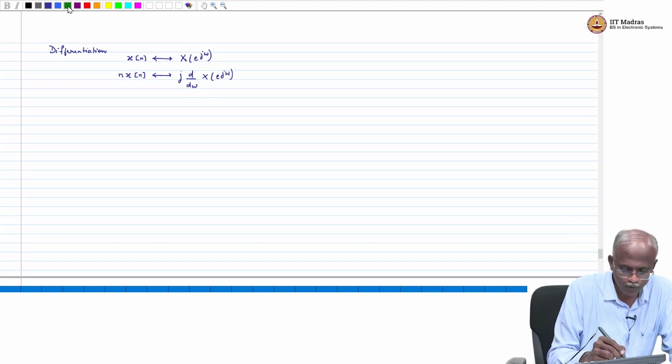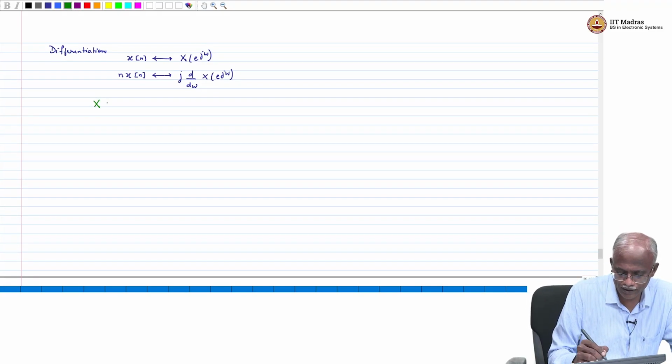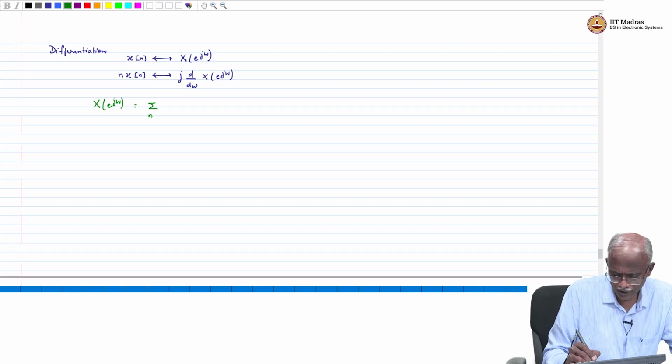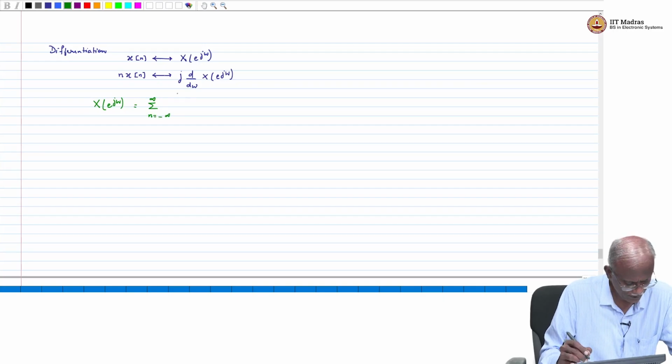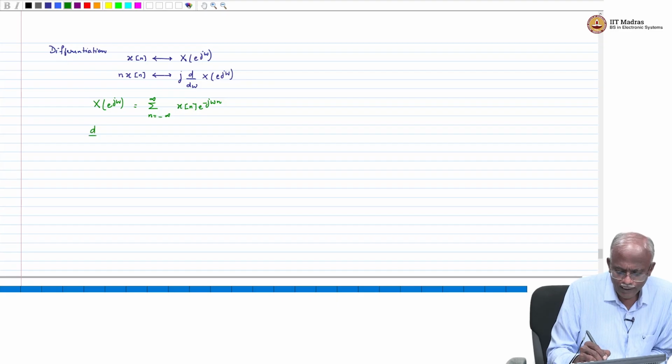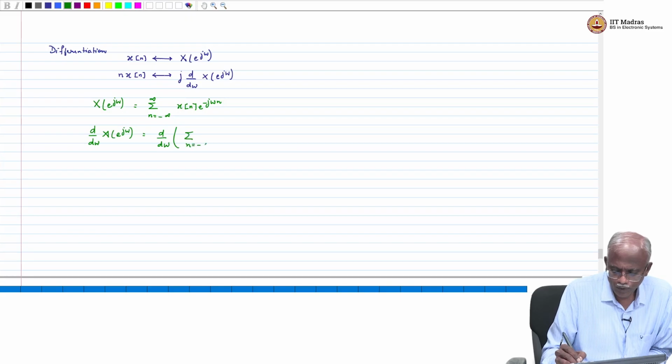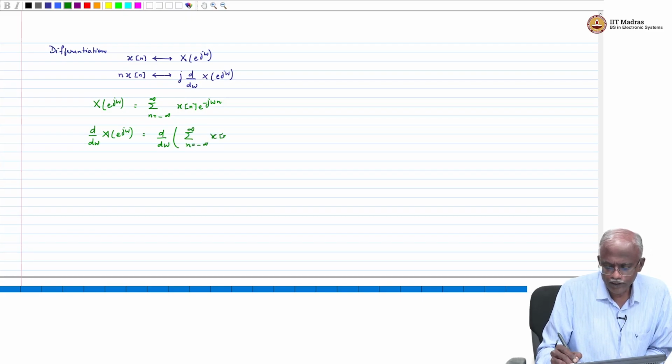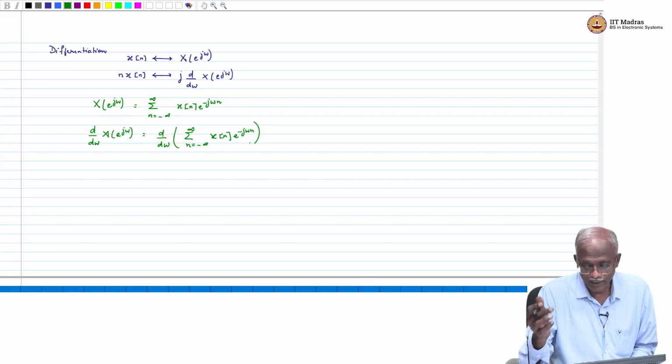Okay, and actually the proof is very simple and direct. So let's write it down. X e of j omega is equal to summation n equal to minus infinity to infinity x of n e power minus j omega n. Differentiating the left hand side with respect to omega, d by d omega of X e of j omega, is the same as differentiating the right hand side, d by d omega summation n equal to minus infinity to infinity x of n e power minus j omega n. The only term which has got omega is the exponential term.